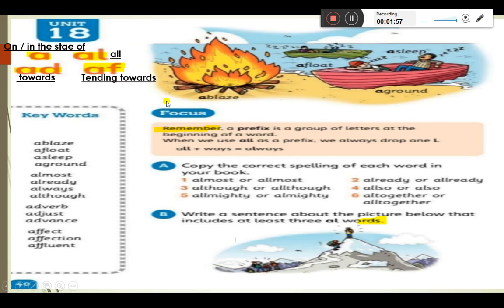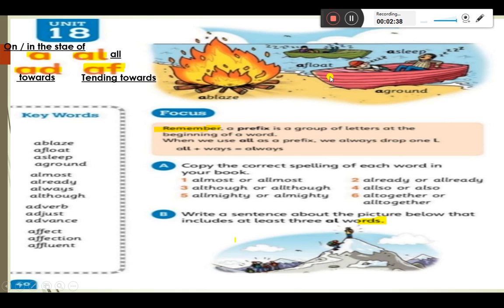Okay, so let's start by discussing the picture at the top of the page. As you can see here, we have the word ablaze. So ablaze means when something is on fire. And here we have two different types of boats. We have the green boat and we have the red boat. As you can see, the green boat is floating, so we are going to use the word afloat. And the word afloat means that the boat is floating.